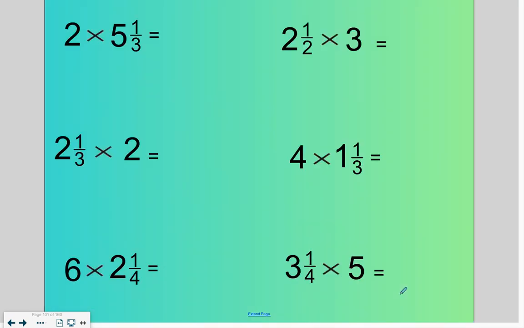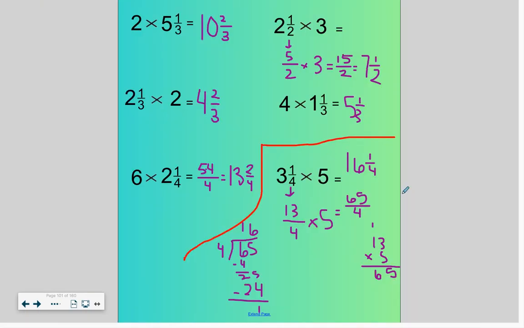Here are 6 more problems. Feel free to pause the video and solve these on your own. All right, here are the answers to those 6 problems. Notice how these last 2 problems are pretty challenging.